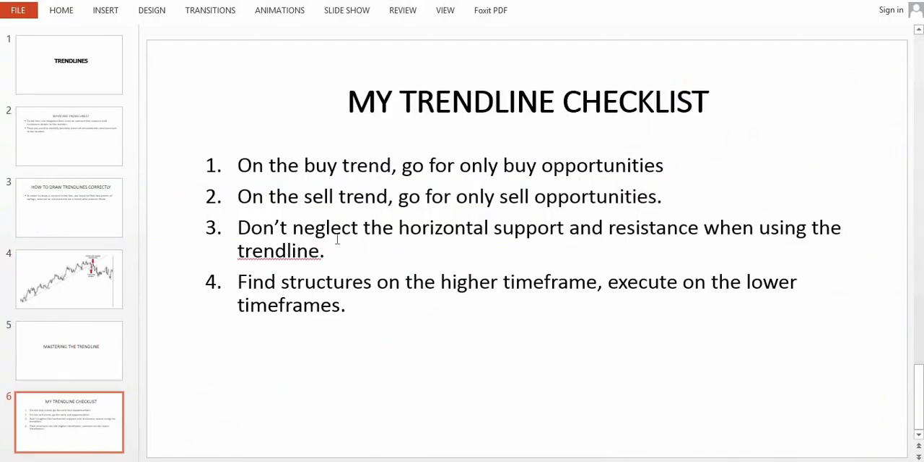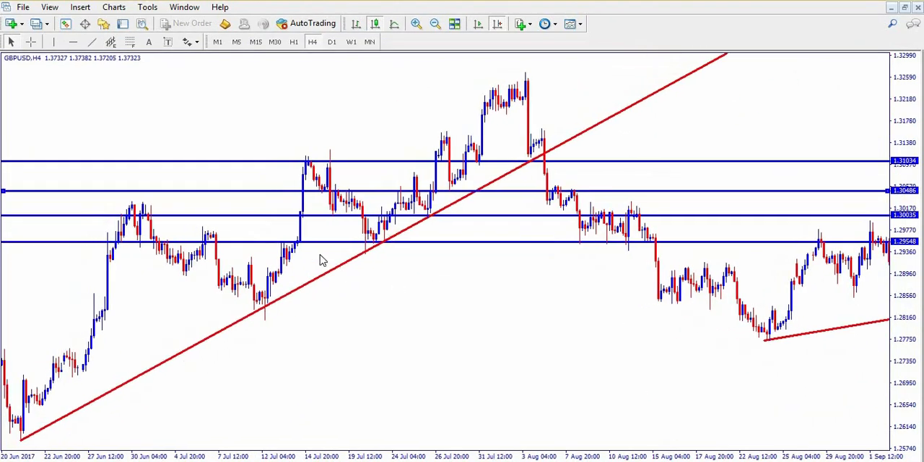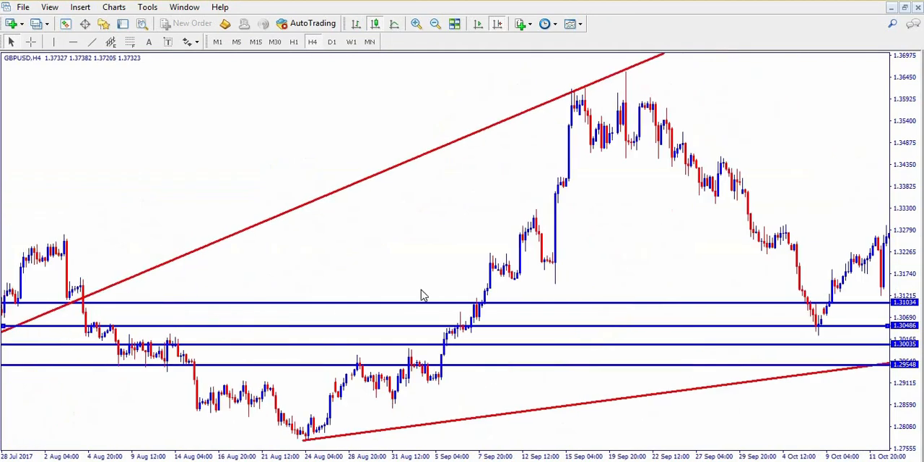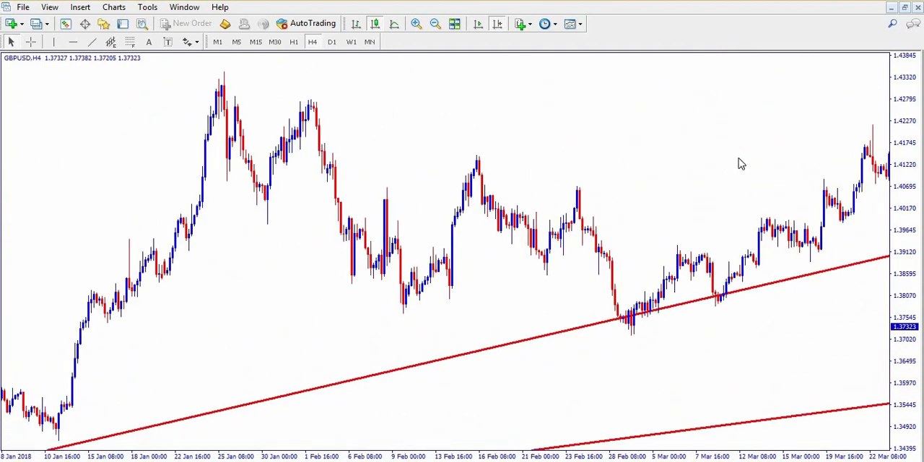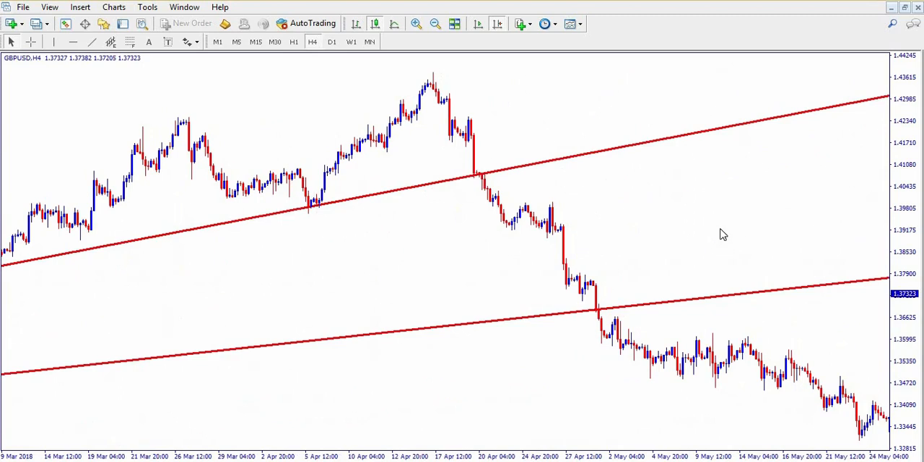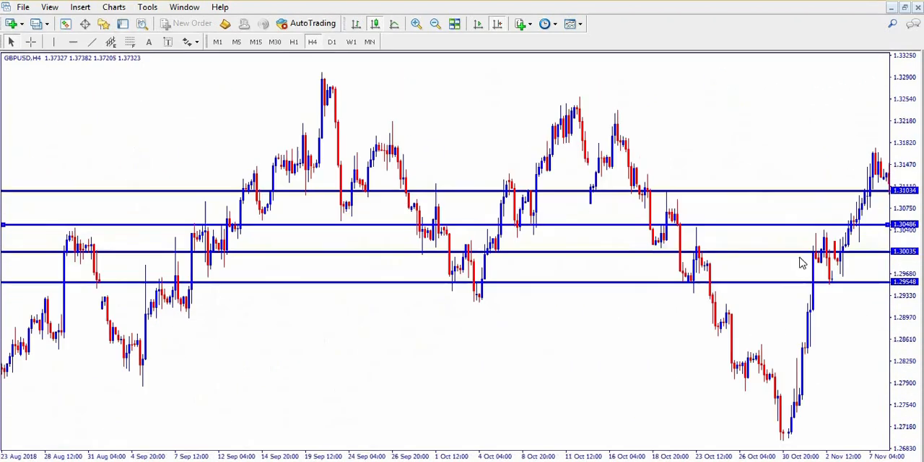Now the fourth on my checklist is I look for structures on the higher time frame, then execute on the lower time frame. I have explained this. So here you can see as price approached the trend line for the third time at this point, what happened? I would have gone to the lower time frame and looked for entry opportunities. I will not execute that trade from the higher time frame. No, I don't do that. I go to my lower time frame and look for entry opportunities.